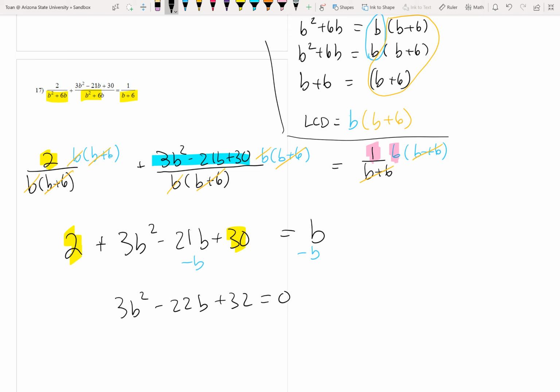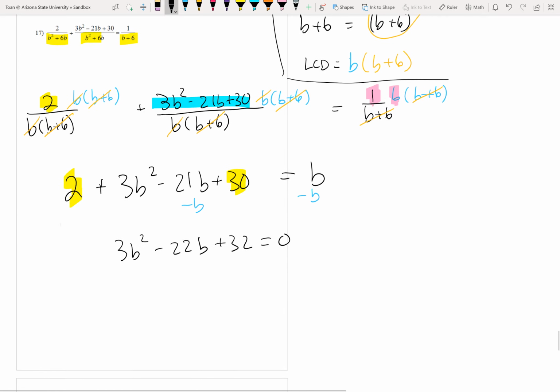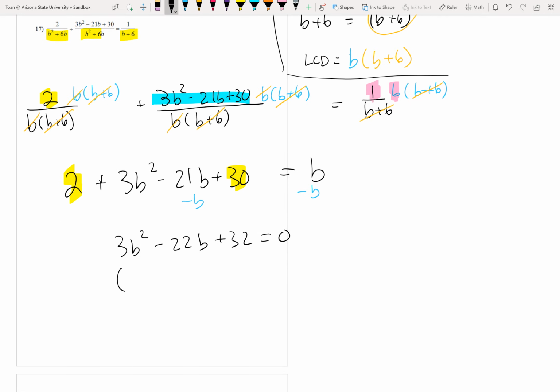It's a regular quadratic. Solve it by factoring, completing the square, and so on. I think this one's factorable. 3b and b, so I got a 32 here: 1 and 32, 2 and 16, 4 and 8. It needs to add to a 22 multiplied by 3. There we go. So this would be a minus 16 minus 2 here. That would give me 22.